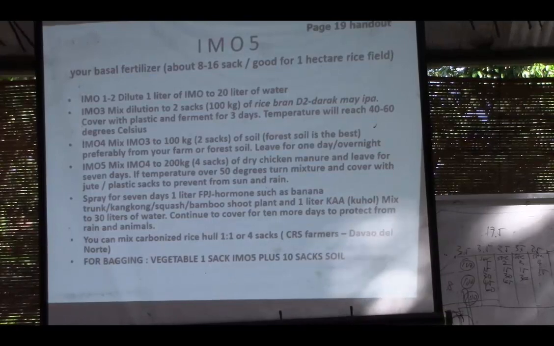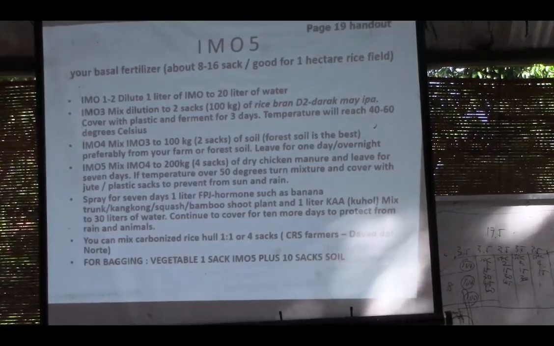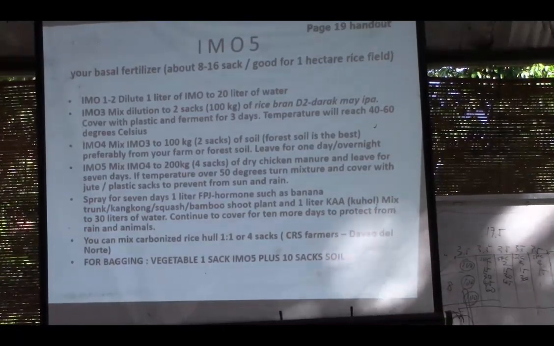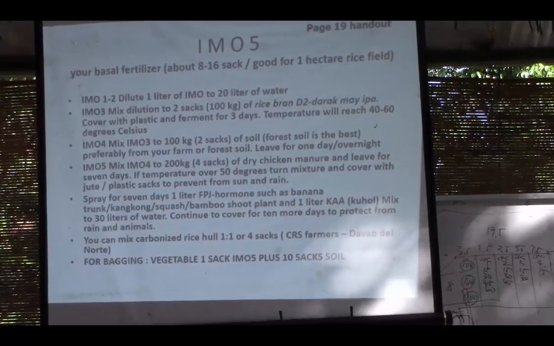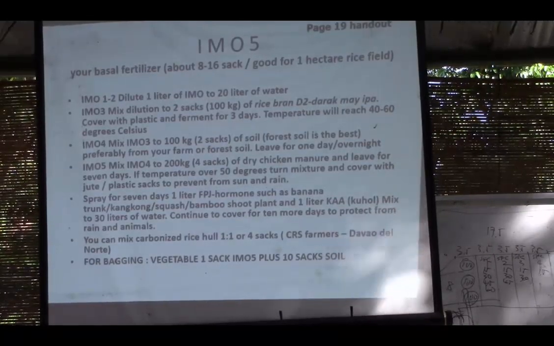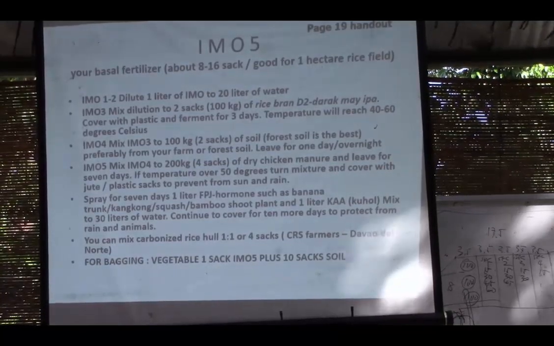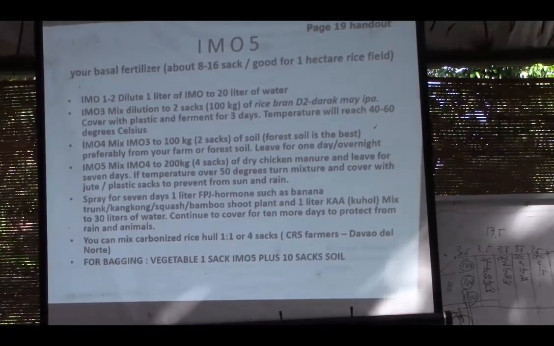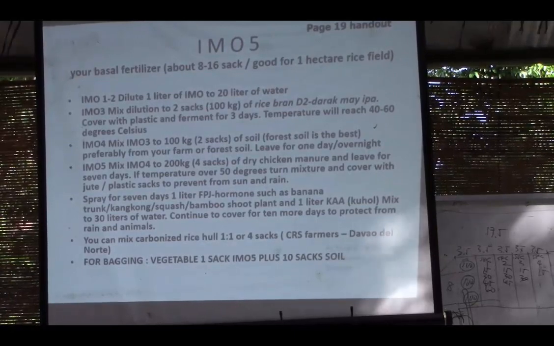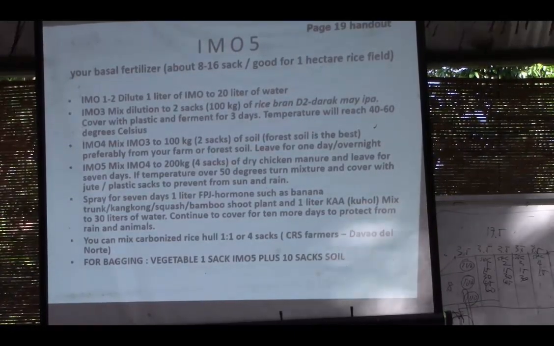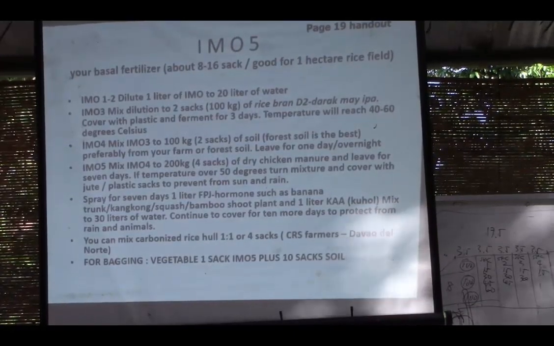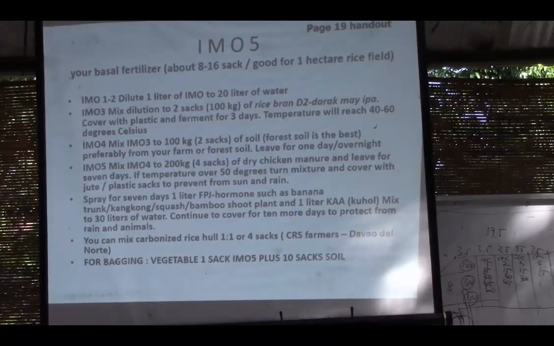Now, this 21 liters, you mix it with 2 sacks of rice bran D2. The measurement is sacks. Now, what is rice bran D2? The D1 is the tiki-tiki. The D2 is semi-coarse. 2 sacks.